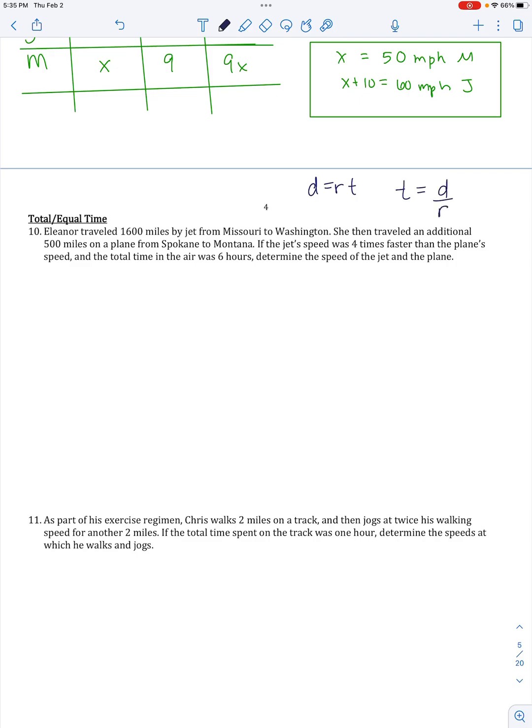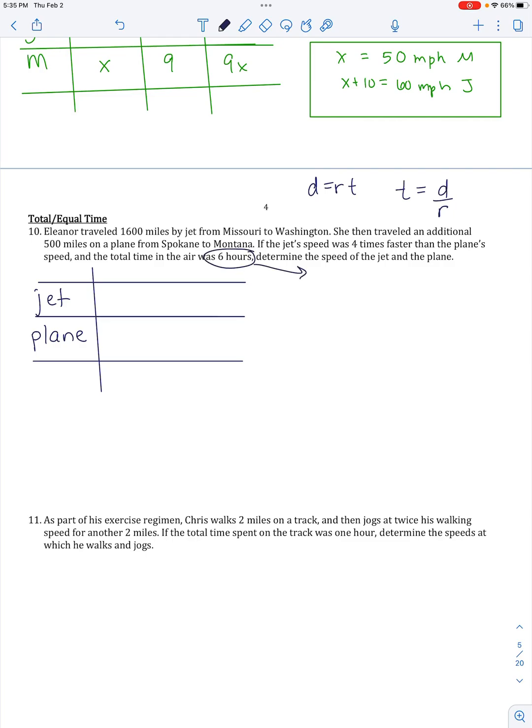So when I go to set these up, this one's a jet and a plane. She did part of her trip on a jet and part on a plane. So I'm going to actually do the columns in a different order because if you read the whole question, it says that the total time was 6 hours. Since the question's about a total time, we have to add up their time. So I'm going to do distance, that column, rate, that column, and time is going to be distance over rate.